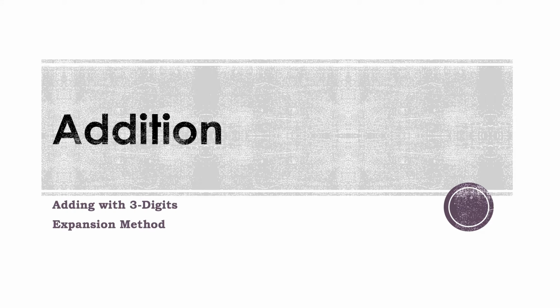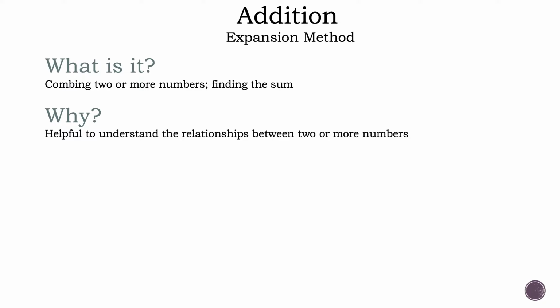Addition. Adding with 3 digits expansion method. What is it? Combining 2 or more numbers or finding the sum. Why? Helpful to understand the relationships between 2 or more numbers.